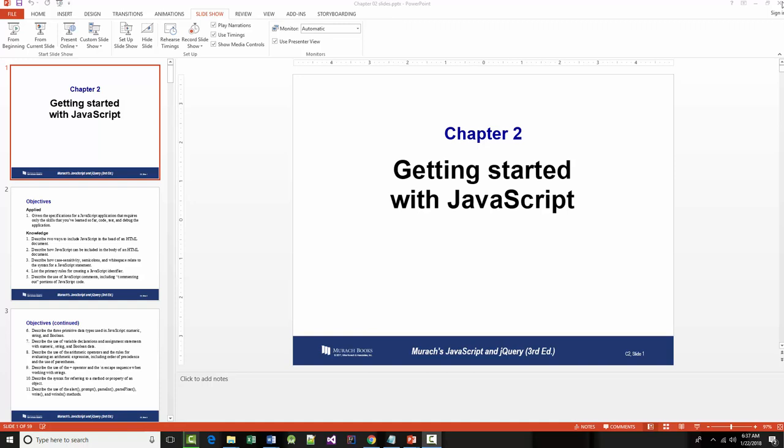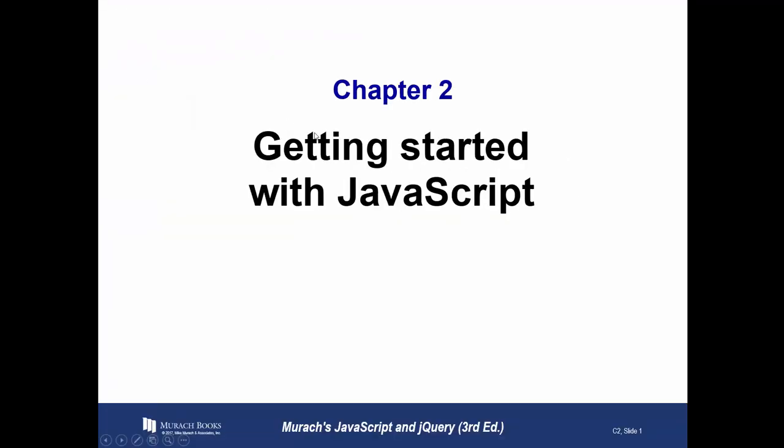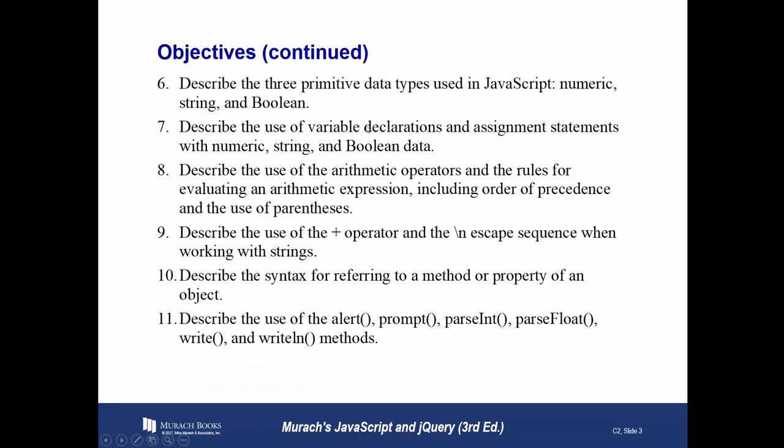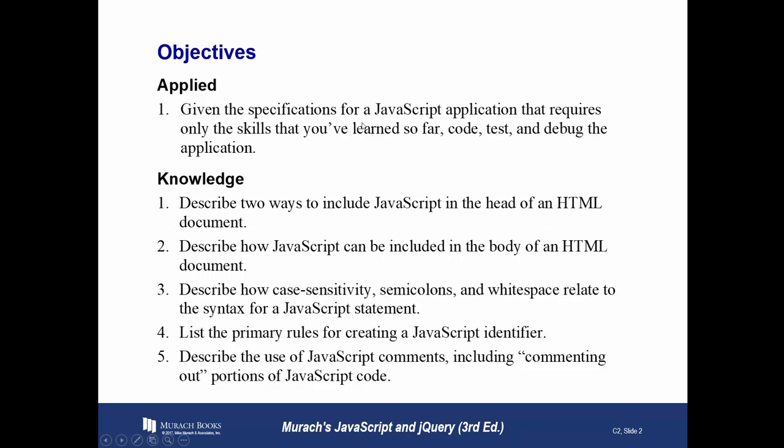Alright, again, this is Jeff Scott of Rankin Technical College. And in Chapter 2, getting started with JavaScript, what you're going to see as we get going here is we have one applied objective and about, I think, 11 knowledge objectives. Our applied objective: given the specs for a JavaScript application that requires what we've learned thus far, code, test, and debug the application.